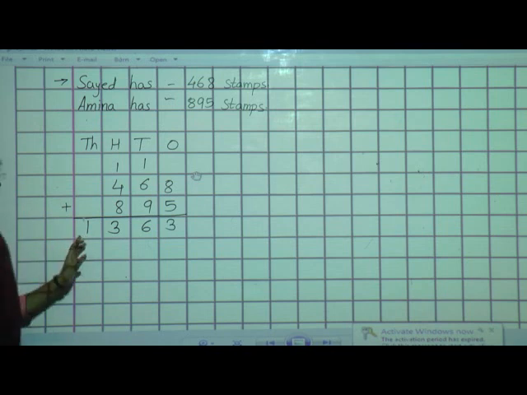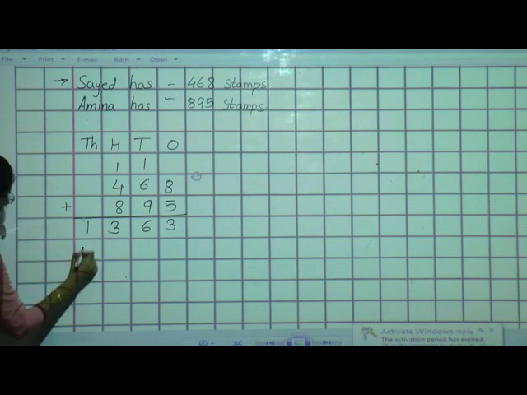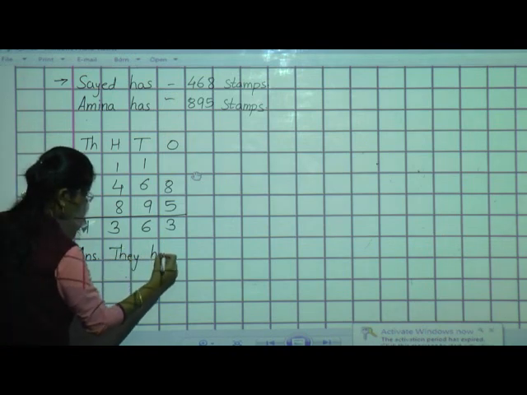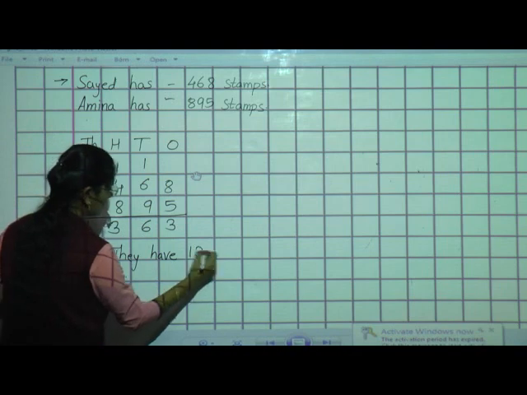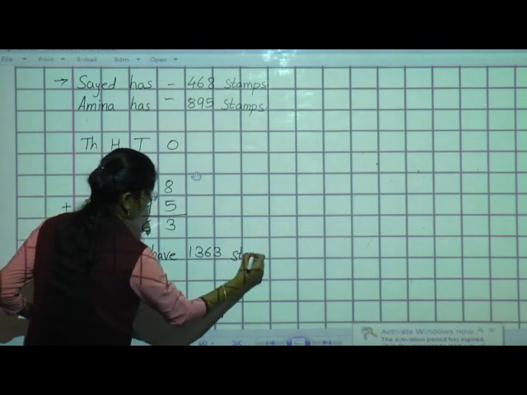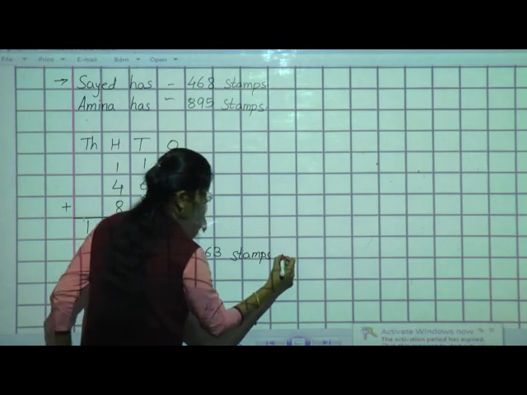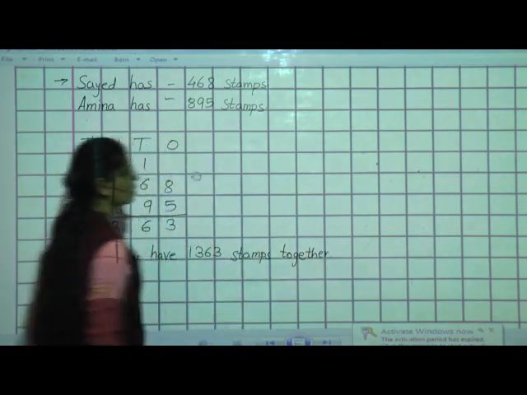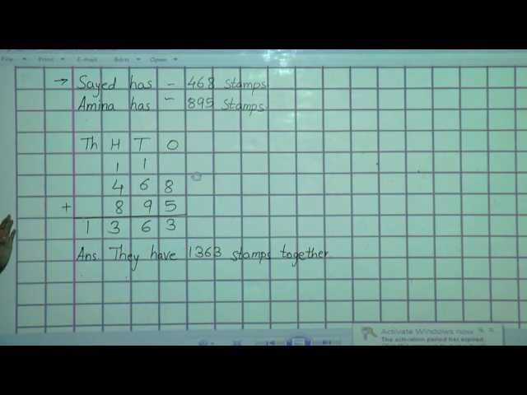So how many total stamps are there? 1363. Here we will write the final answer in a sentence. How many stamps do they have in all? The answer we will write: they have 1363 stamps together or in all. Okay, understood? Now we will see the fourth question.